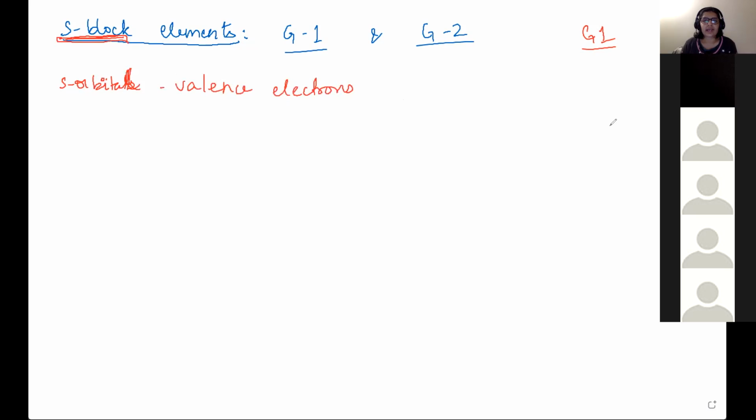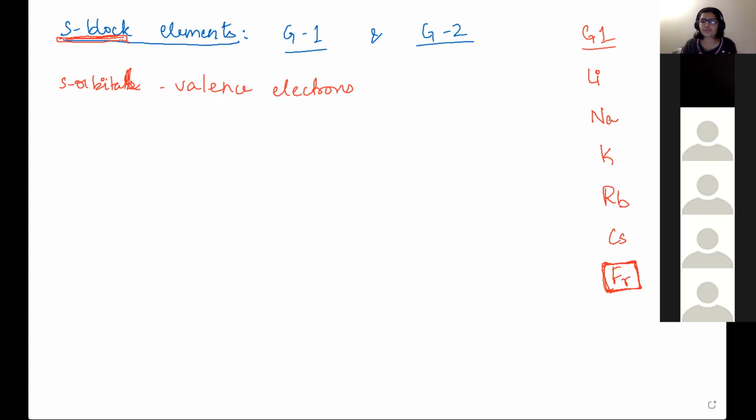So under group 1, S block elements of group 1, you've got lithium, then sodium, then potassium, then rubidium, then cesium, and then there's francium, but this is radioactive. So we don't really know a lot about it. It exists only for a few nanoseconds, so it gets really difficult to study the properties.